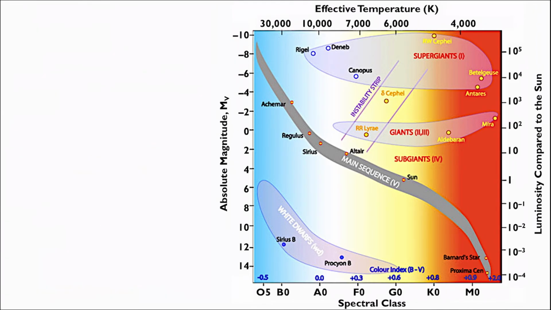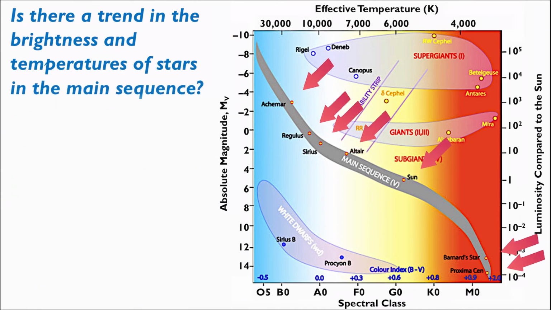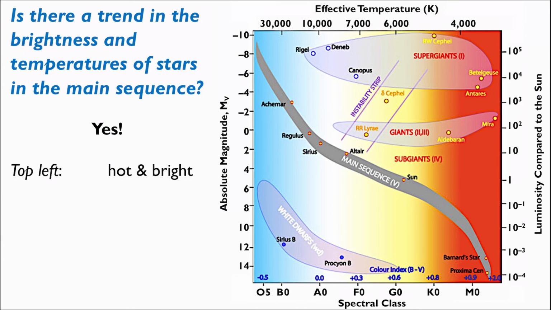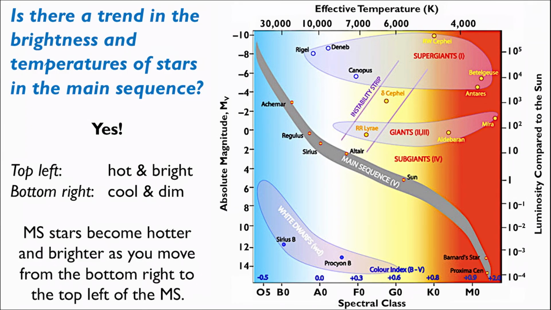But what about the stars on the main sequence itself? Is there anything that can be said about the brightness and temperatures of these main sequence stars? As it turns out, yes, there is. Towards the top left of the main sequence and of the HR diagram in general, we have hot and bright stars, and generally these are big stars as well. Towards the bottom right, we have stars that are cool, small, and dim. So if we move along the main sequence from the bottom right to the top left, not only do these stars become brighter and hotter as you go, they actually get bigger too. Which brings us to our next concept, the mass-luminosity relationship. We'll see more about that in the next video.